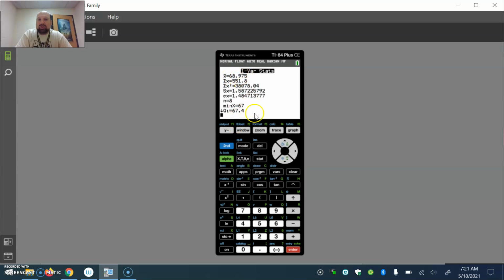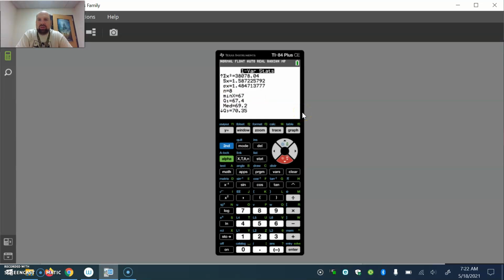Actually, there's a lot of extra stuff in here. It tells us our n value. This first thing here, x with a line over it, that is the mean. Here is the sum of the x's, the sum of the x squareds. Then S x, this is the standard deviation right here. And then this would be, I think, for a sample, and this is for a population.